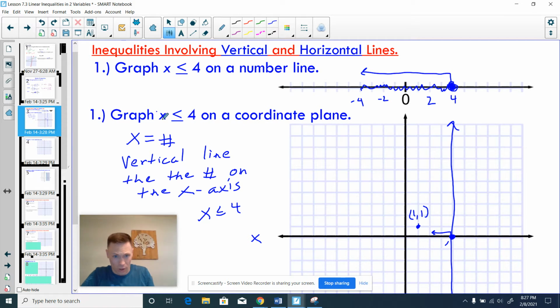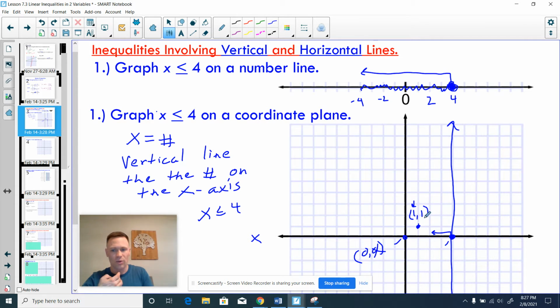And in the inequality, I don't have a y value at all. So what that really means is that I don't care about it. I don't care what y is. I only focus on x, and x just has to be less than or equal to 4. Well, is 1 less than or equal to 4? Yep, it's a solution. What about the point 0, 0? Again, we don't care about y, but is 0 less than or equal to 4?